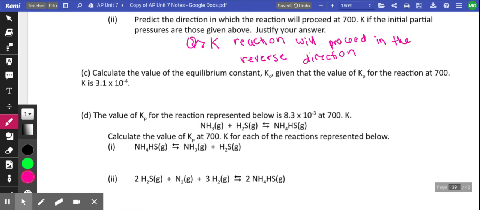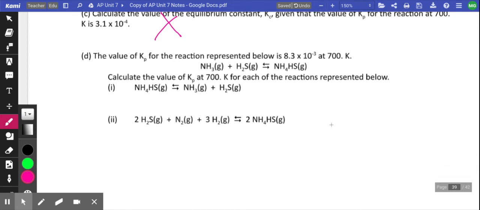Okay, question C. This was an old AP question. This was actually from 2004, and they used to hold you responsible for converting between KC and KP. They don't do that anymore. So we're going to skip that, and if you didn't understand that problem, I'm sorry about that. But question D, we should have been able to do here.